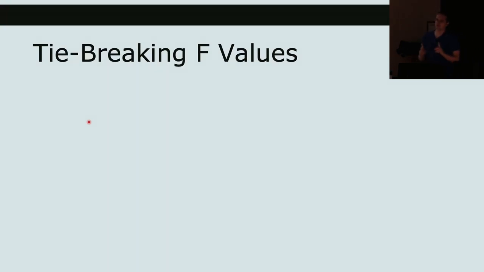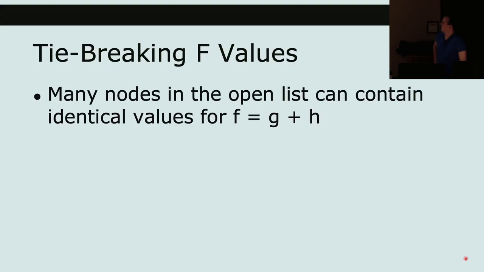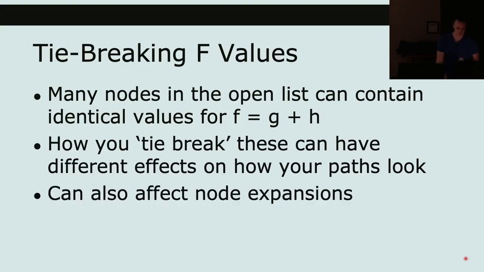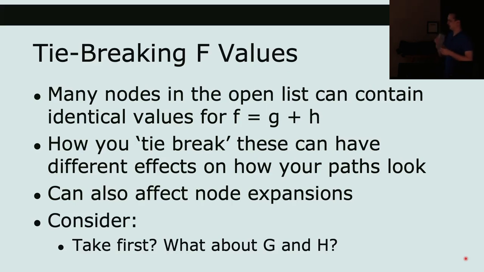Another thing which is not necessarily an optimization, but it could be, and it could also lead to jittery behavior in the paths as you're dragging your thing around, and I'll show that in a demo in a second. Tie-breaking F values. Many nodes in the open list can contain identical values for F equals G plus H. In fact, many of them often do, especially when there's no obstacles. Every single node in the rectangle between your start and your goal will have the same F value, the exact same F value. So when you're taking the minimum F value, what does that actually mean? How you tie break these can have different effects on how your path looks and can also affect the number of nodes expanded. So consider, how might you tie break this?